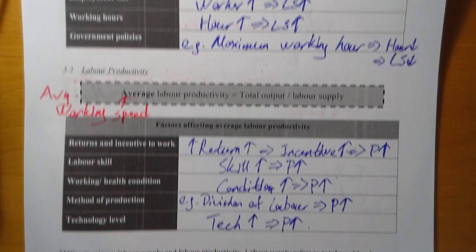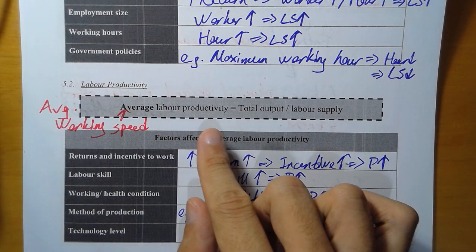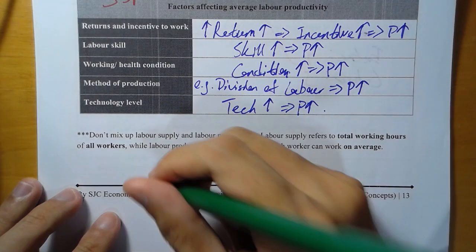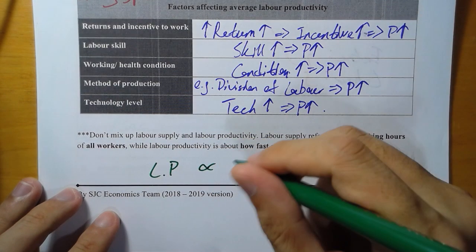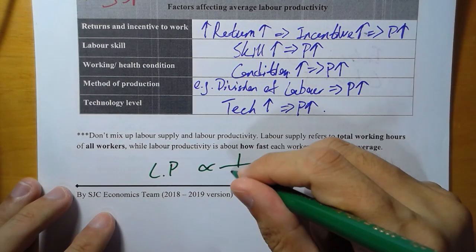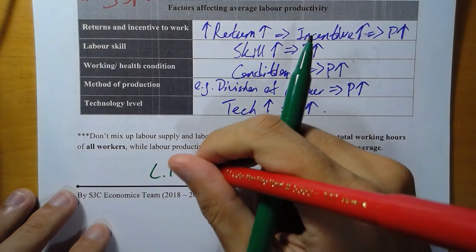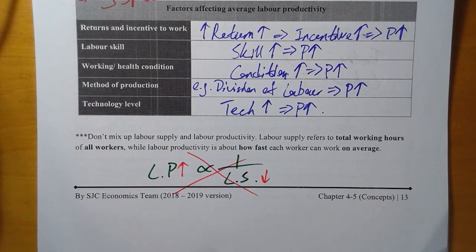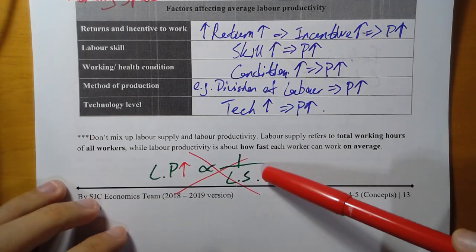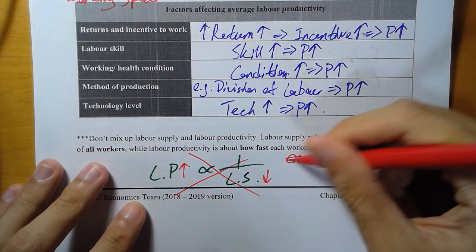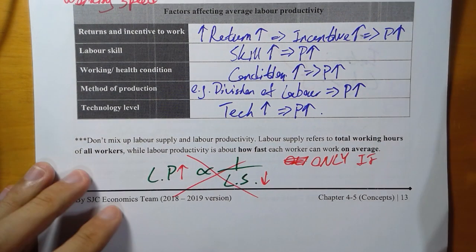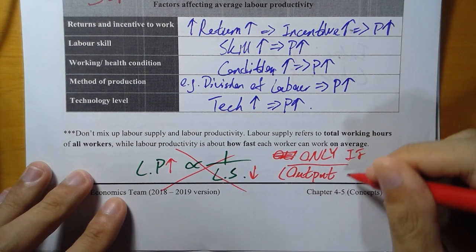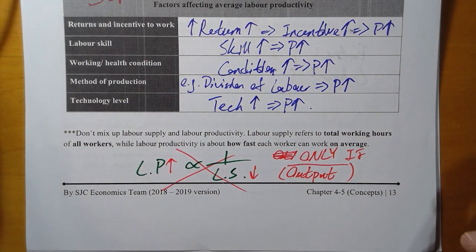Now, some of you would think, oh, average labor productivity equals total output divided by labor supply. So we can know that the relationship is inversely proportional to labor supply. I mean, when this one increases, this one would decrease. Remember, don't say this. This is true only if you are very certain output is constant. Only if you are very certain output is constant.